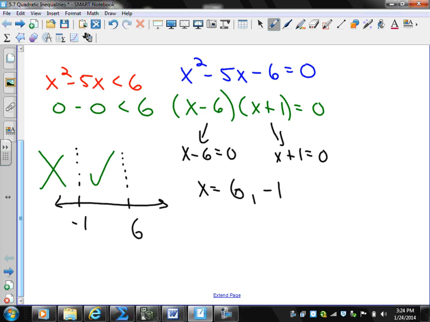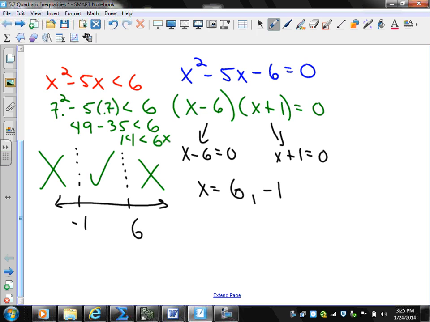Again, I tested 0, but numbers like 1 and 3 halves and negative 0.5, those will all work because I know that 0 works. And now lastly, I'm going to pick a number that's greater than 6, like 7, and substitute that into my inequality and see if that works. Well, this is going to be 49 minus 35. I don't really need to carry that out too much, although I guess it's probably worthwhile just to check it. 49 minus 35 is going to be 14. Is that less than 6? No, it's not. So that region does not work.